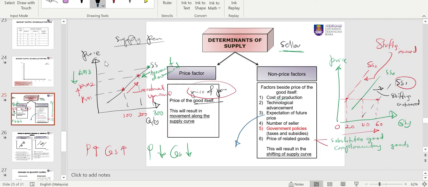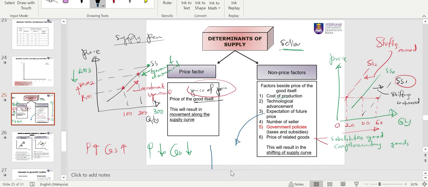I expect the price of my goreng pisang will fall down lah, sebab banyak sangat pesaing. Kalau kita jual mahal, kita tak akan dapat customer. So when we expect the price of our future goreng pisang to go down, what happened to the supply now? So sekarang ni supply sekarang, expectation future price, how it affect the supply now, supply curve now.